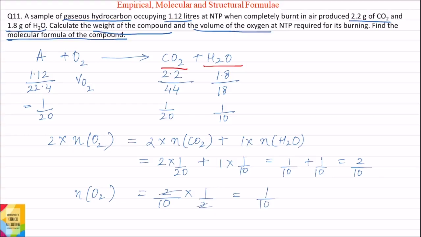Now we know the moles of oxygen, and there is one more formula for moles of oxygen. Moles of oxygen is equal to volume of oxygen divided by molar volume, that is 22.4 liters. So here moles of oxygen is 1 by 10. Solving this equation, volume of oxygen is equal to 2.24 liters.